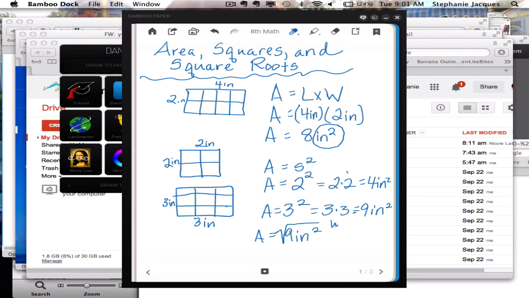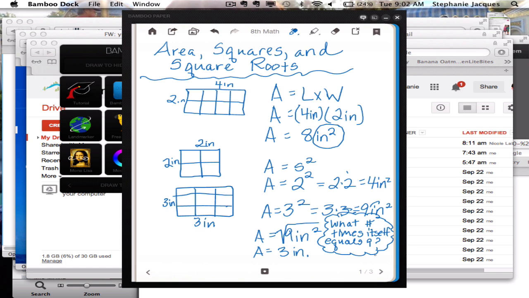So let's write that down. What number times itself equals 9? And so in this case, it would be 3 inches, because 3 times 3 gives you 9. So the square root is just asking that simple question of what number times itself equals the number inside the square root.